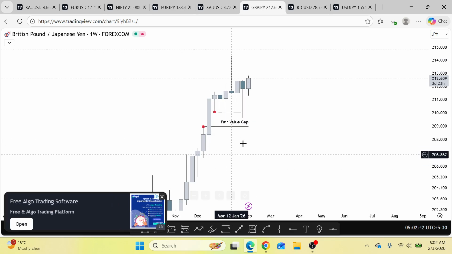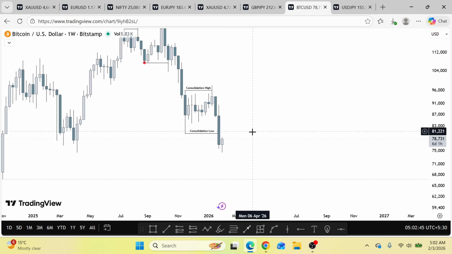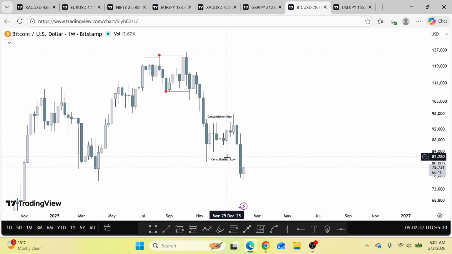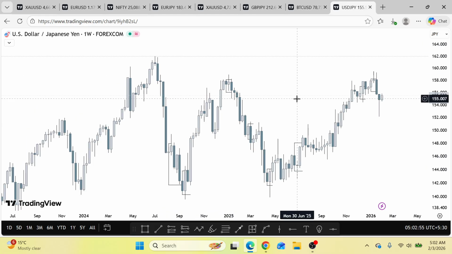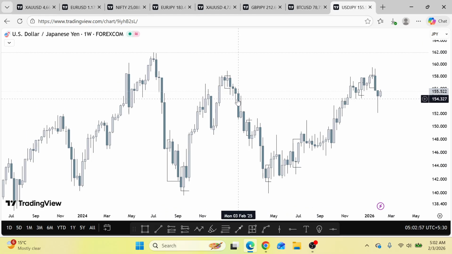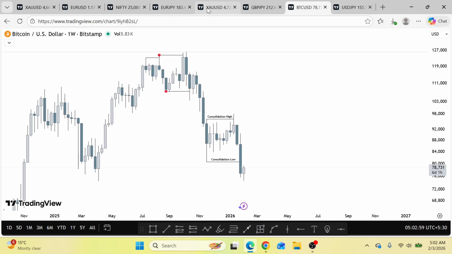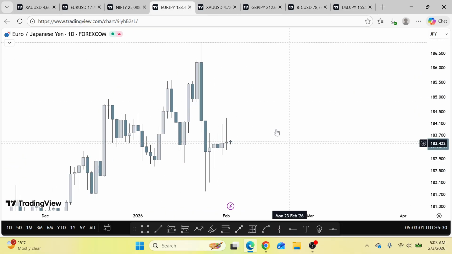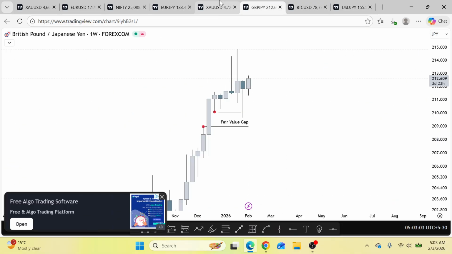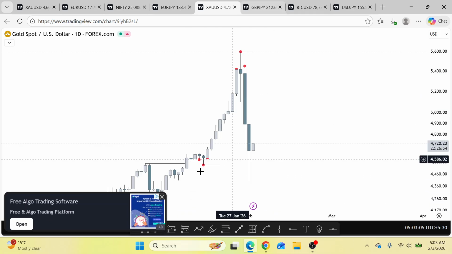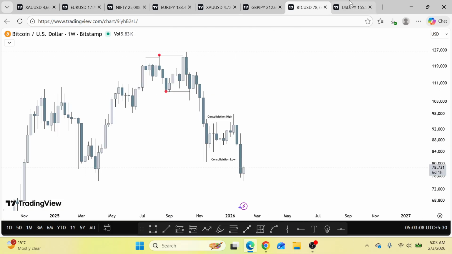Second type of liquidity, fair value gap. Third type of liquidity, consolidation ranges, where market consolidates and takes one side of the range and goes toward the other side of the range. And the fourth type of liquidity, previous candle highs and lows. Okay, so now let's see how we can utilize all these types of liquidity in our trading strategy.